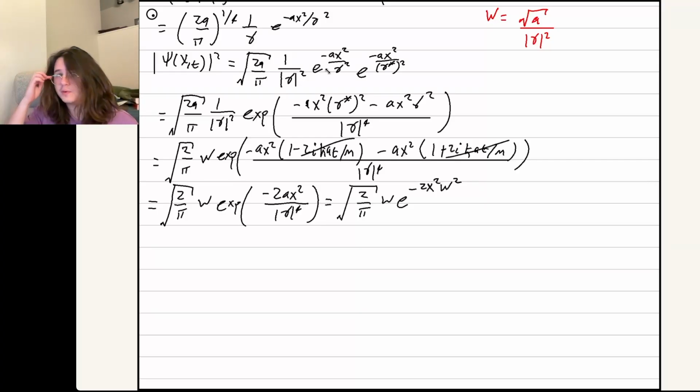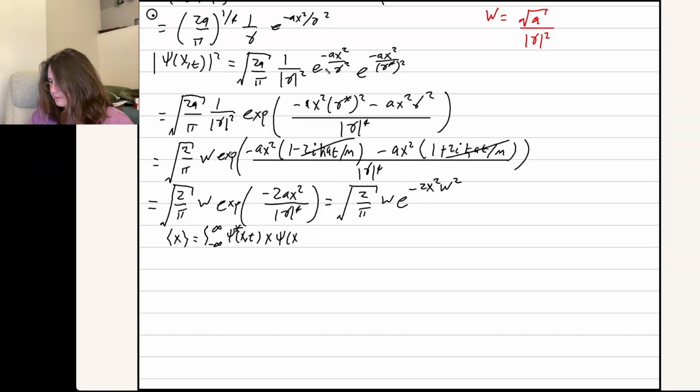But we're not actually done with the problem yet. We also have to calculate a bunch of expectation values for this particle. Namely, first we need to do the expectation value of position, which, as usual, is just the complex conjugate of psi times x times psi.